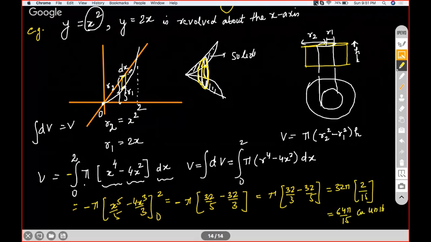I made a small mistake. 2x was up actually. Yeah, so I was thinking. Okay, R2 should have been 2x and R1 should have been x squared. But anyways, the idea is clear, right? Yeah. Okay.